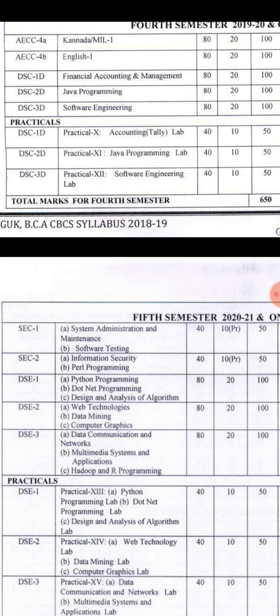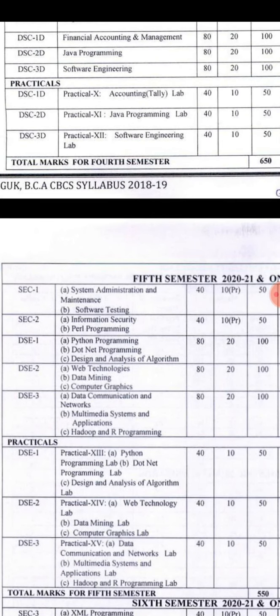Okay, so related to DSE 1, 2, 3, you will be having 3 practicals of 50 marks. There is no practical for SEC 1 and 2. Okay, those are the skill enhancement courses. As I said, 40 as a theory paper and 10 as a practical. So you can see there is a PR written in the bracket. Okay, that is internal bracket. Internal practical marks will be given.